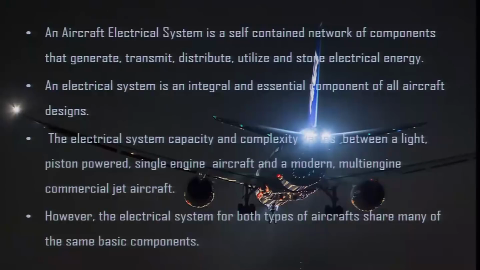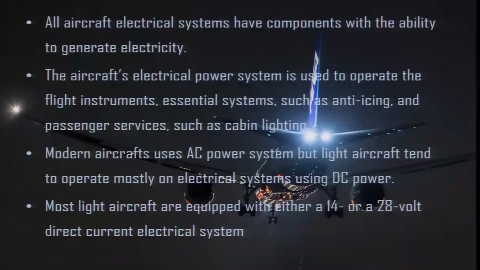The electrical system capacity and complexity varies between a light piston powered single engine aircraft and a modern multi-engine commercial jet aircraft. So, depending on the type and complexity of the aircraft, the electrical system varies. The electrical systems for both types of aircraft share many of the same basic components. All aircraft electrical systems have components with the ability to generate electricity.